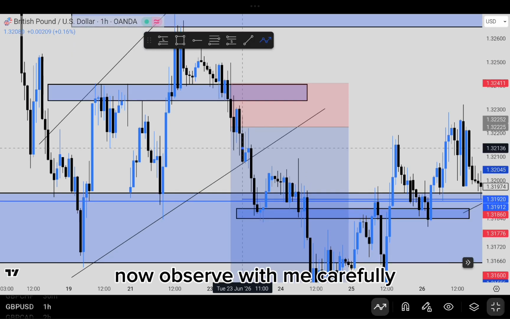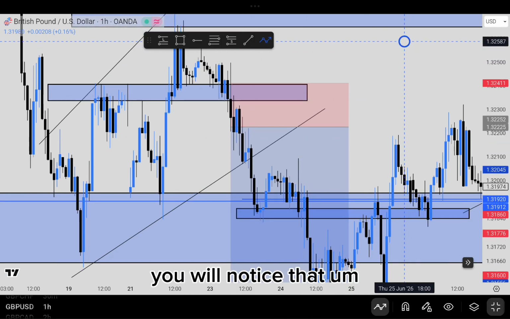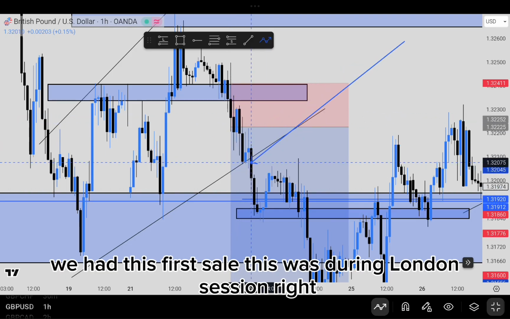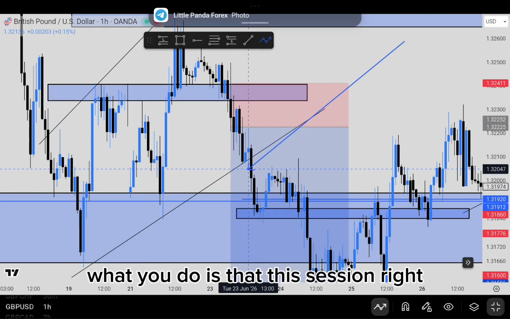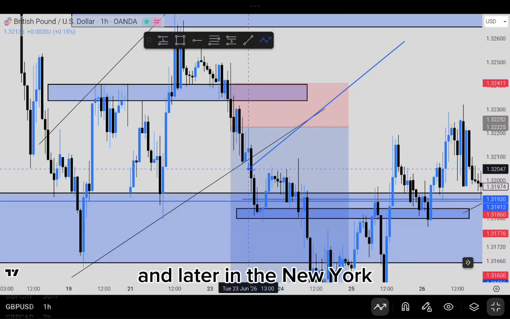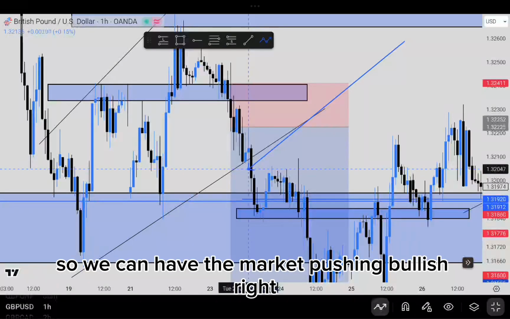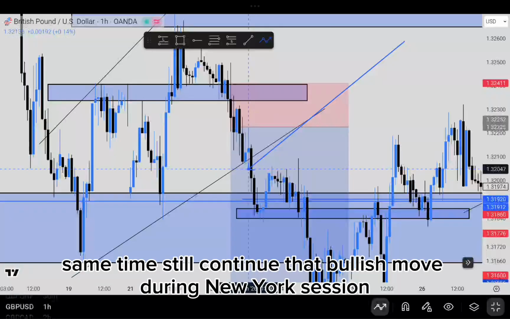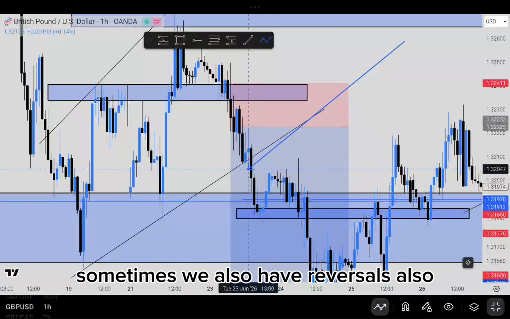Now observe with me carefully. You will notice that we had this first sell. This was during the London session. What you should know is that this pair sometimes moves during the London session, and later in New York it also continues that move. So we can have the market pushing bullish during the London session and still continuing that bullish move during the New York session. Sometimes we also have reversals.